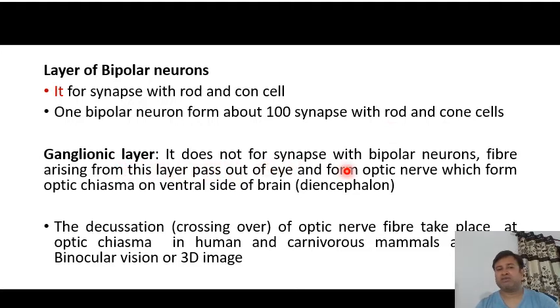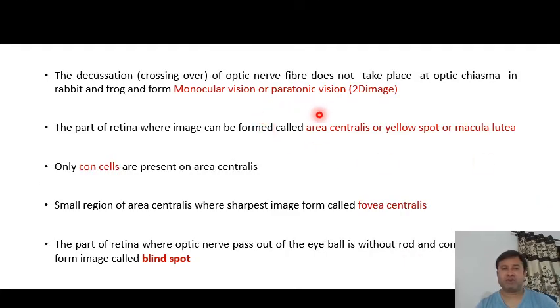Fibers arising from this layer pass out of the eye and form the optic nerve, which forms the optic chiasma on the ventral side of the diencephalon. The decussation or crossing over of the optic nerve fibers takes place at the optic chiasma, which is responsible for 3D vision in humans. The decussation occurs in humans and carnivorous animals. So in humans and carnivorous animals, the vision is called binocular vision, where 3D images are formed. The decussation of the optic nerve does not take place at the optic chiasma in the rabbit and frog.